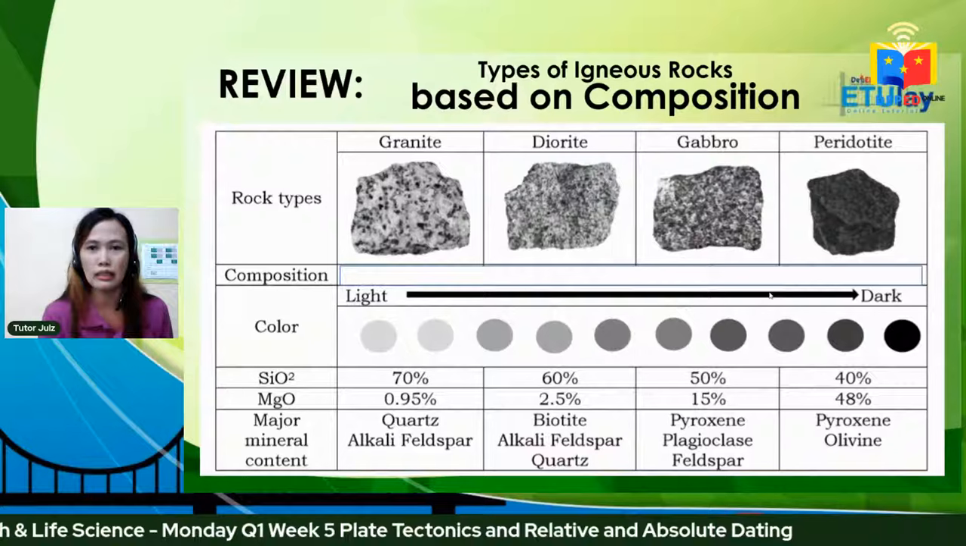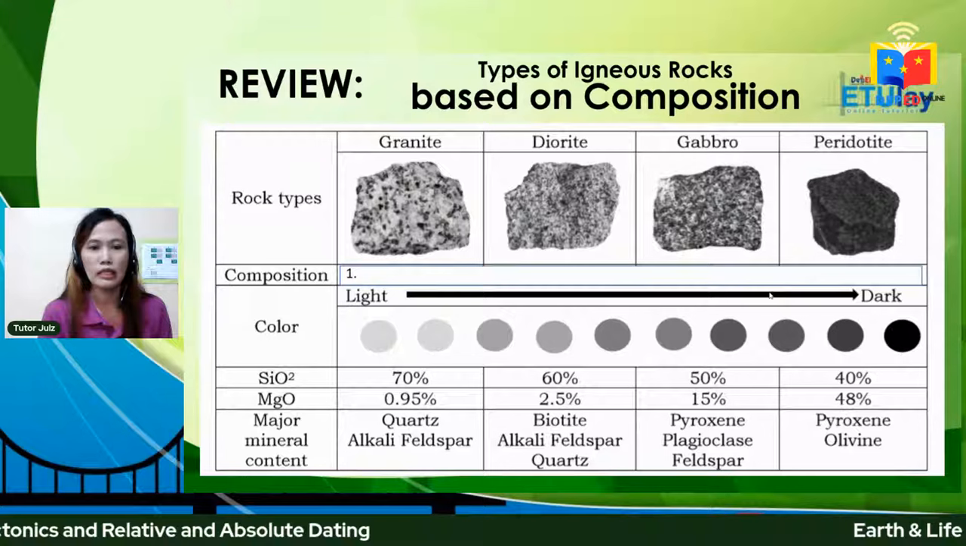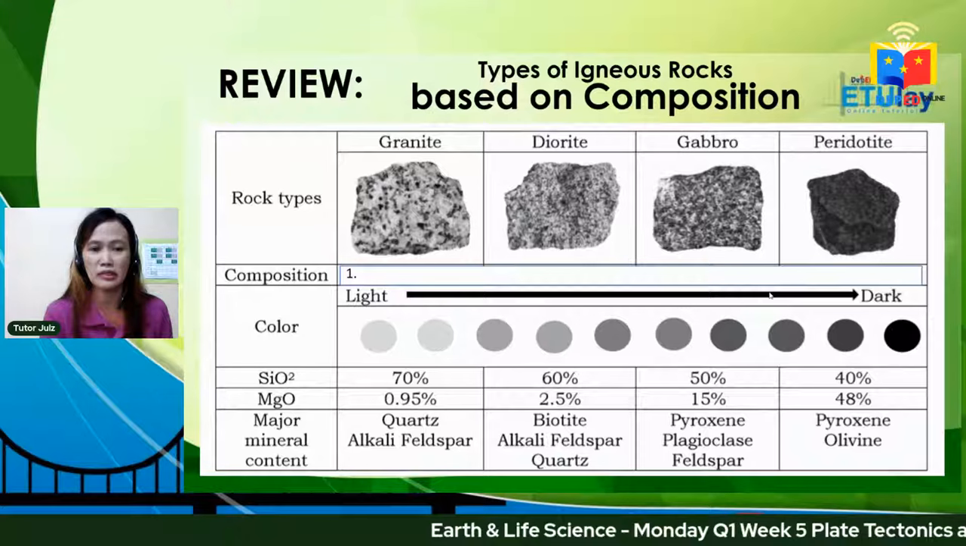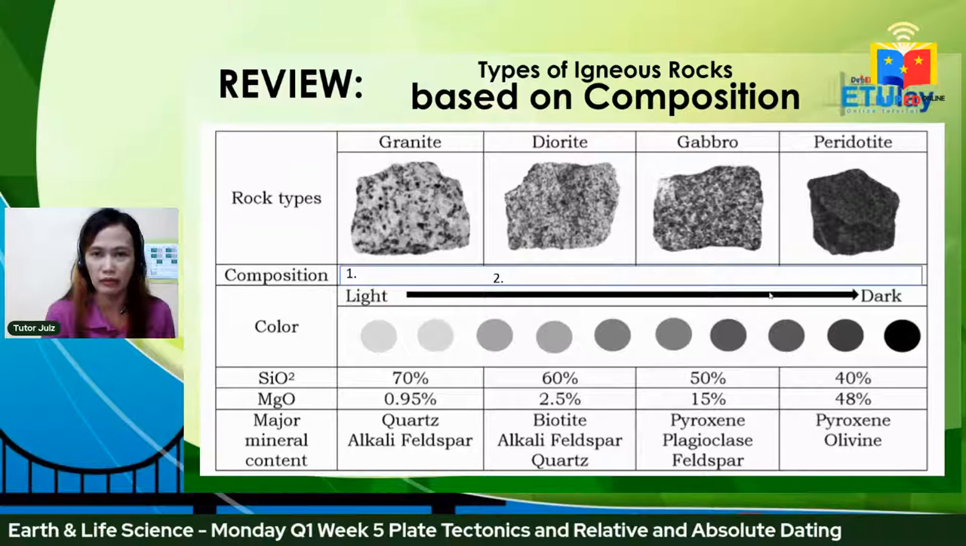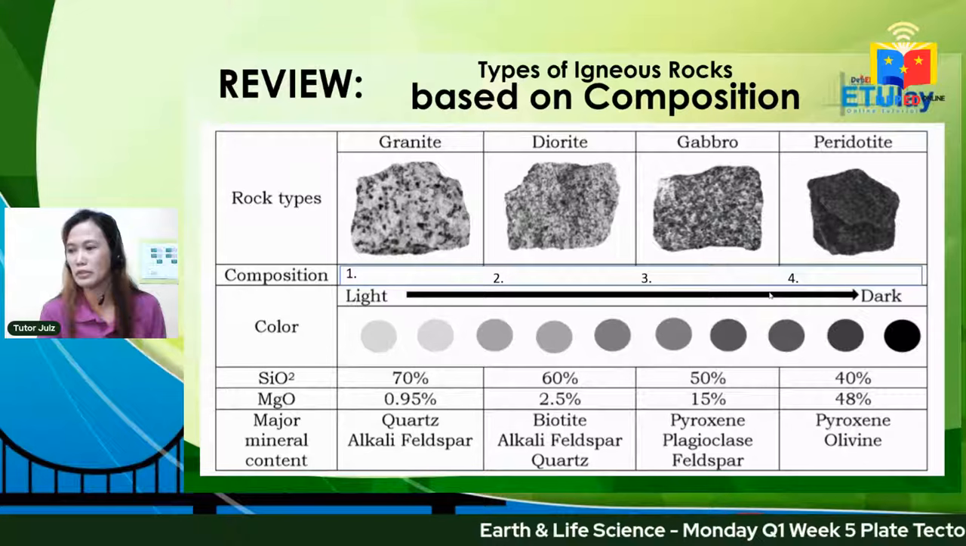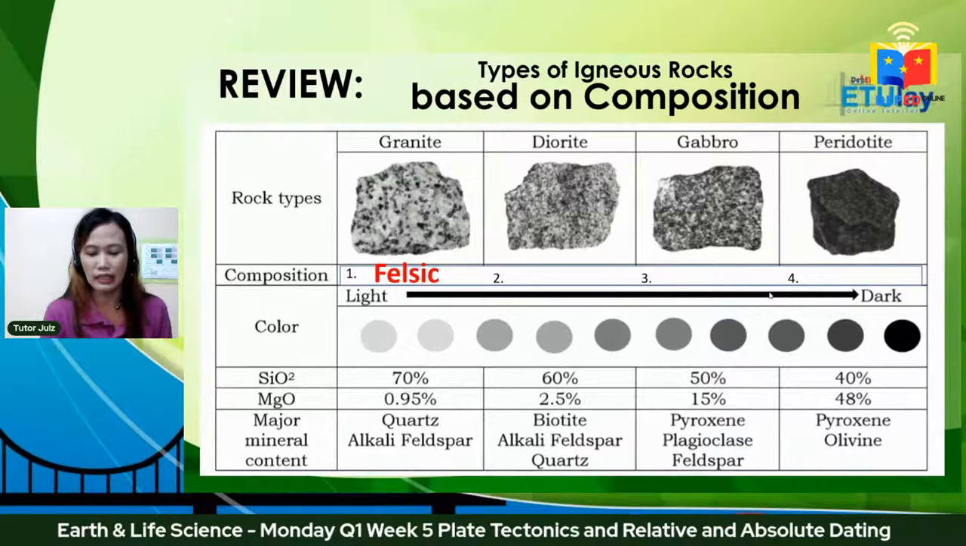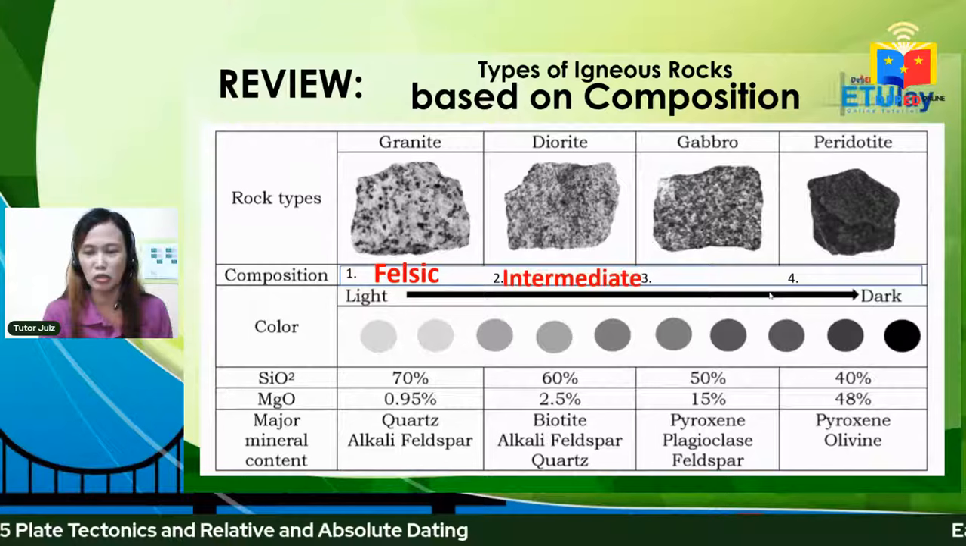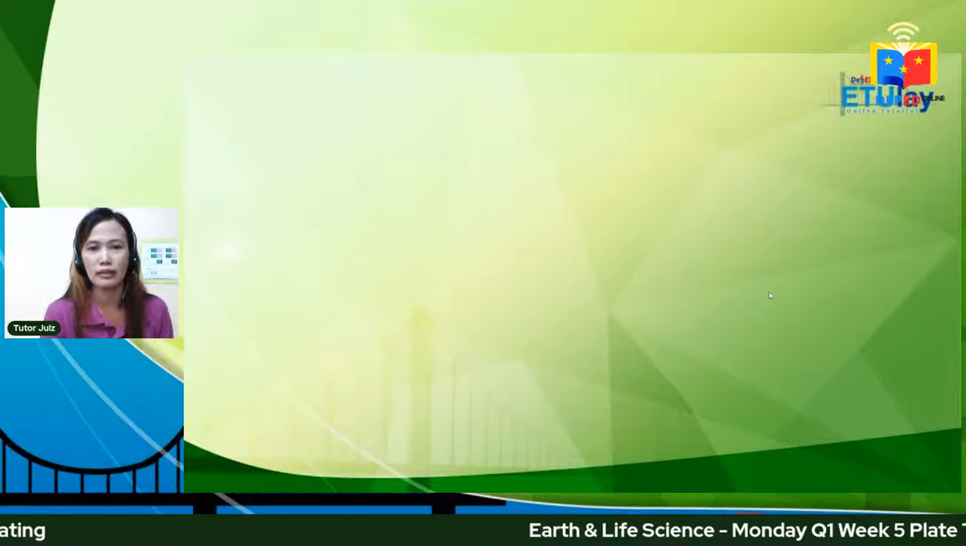So number one, it possesses 70% of silica content. And for the second, 60%, that the example is diorite. And the third is 50% of silicon dioxide and 40% for the fourth. Can you still remember these types of igneous rock based on the composition? So number one is felsic. You are right, Aleya. Okay, that is felsic. So what's next? After felsic, that is intermediate, okay, and then mafic, and the fourth one is ultramafic.